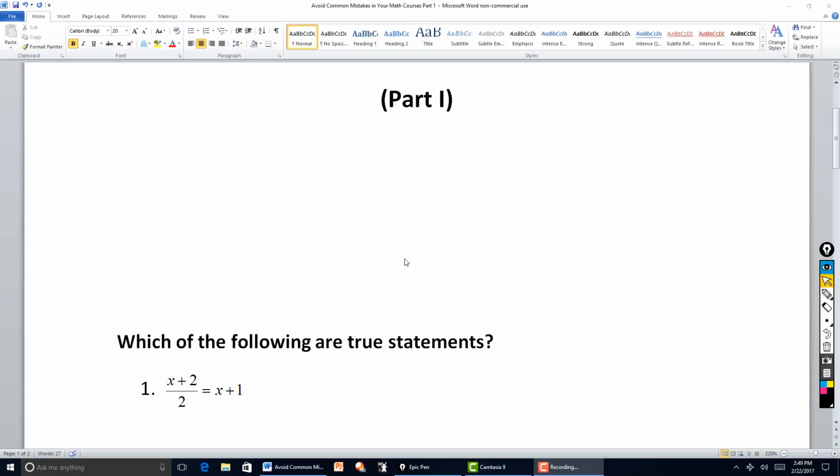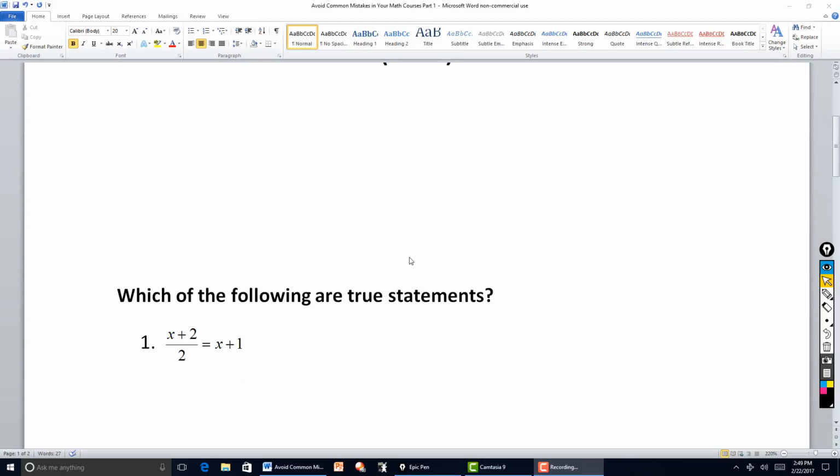I'd like for you to look at the statement or the equation, whatever I have here, and see if you can decide whether it's a true statement or a false statement. Because some of these will be true, some will be false. So here we have x plus 2 over 2 is equal to x plus 1. Look at that for a few seconds and decide whether it's true or false. Okay, that should be enough time. This one is false.